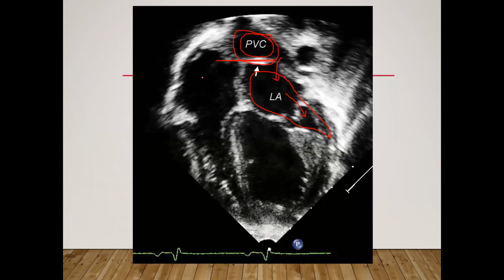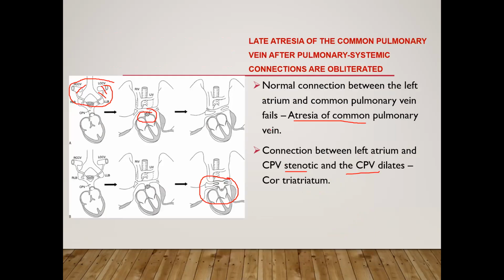This is the discussion showing pulmonary venous confluence with a membranous obstruction, with a small opening into the low pressure LA chamber and LA appendage. This is cor triatrium. What is the pathophysiology in cor triatrium? If you see cor triatrium pathophysiology, there is late atresia of the common pulmonary vein after the pulmonary and systemic connections are obliterated.